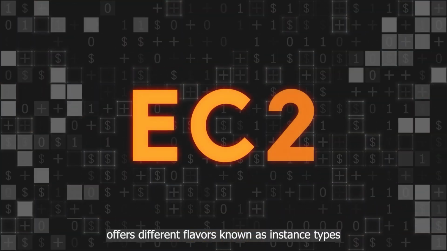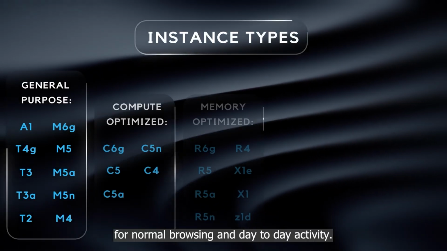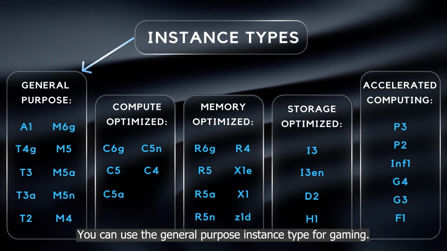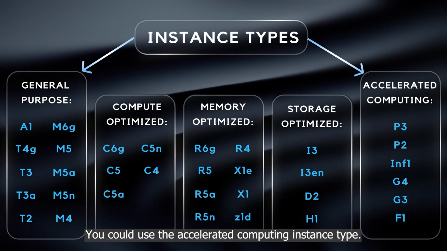Now, we all don't eat the same amount, do we? Similarly, EC2 offers different flavors known as instance types. For normal browsing and day-to-day activity, you can use the general-purpose instance type. For gaming, you could use the accelerated computing instance type.